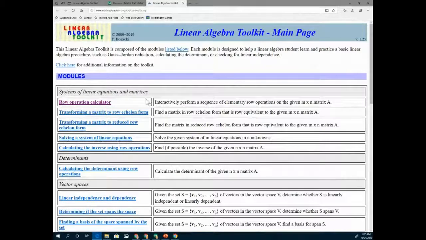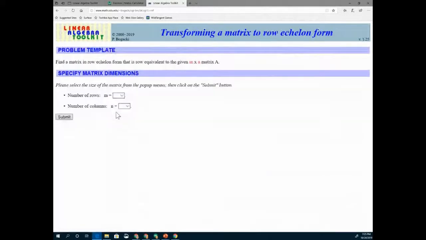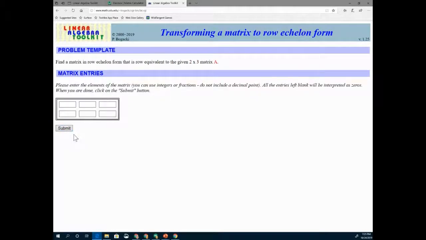Okay, so first I'm going to use the Row-Echelon form link. When you have two equations, that means you have two rows. So I'm going to hit two rows, and then number of columns. I have 3 columns, and then I hit submit.